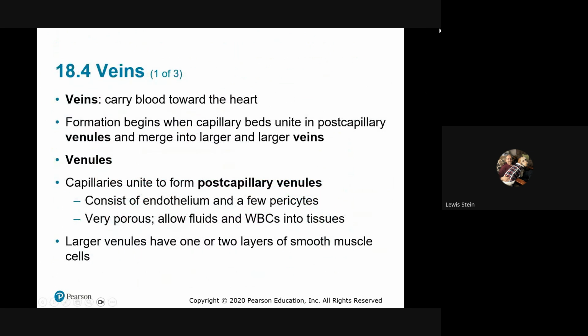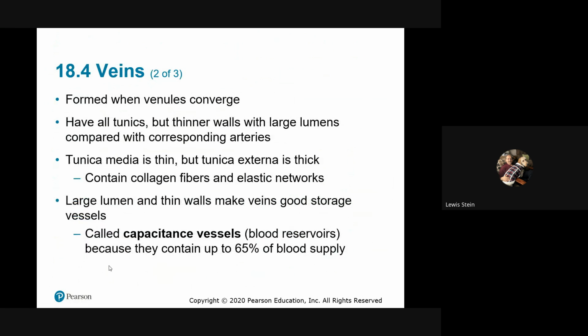Veins on the other side are different. They're carrying blood back toward the heart. They start at the capillary beds. They unite to form postcapillary venules. And again, there's not a lot to it. Basically lining cells in the venules with some surrounding cells. They're very porous. Lots of stuff gets into them, and the larger they are, they start to get smooth muscle. So there's not a lot to a venule, okay?